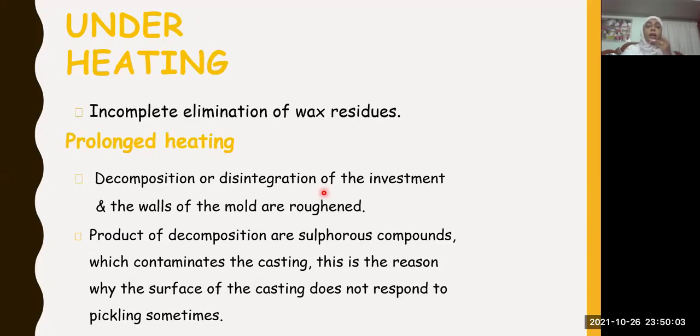And sometimes underheating can also be a cause for the casting defect. Why? Because when you underheat it, the wax residue is not eliminated completely. And prolonged heating will also be a cause for defect. Why? Because of the disintegration or decomposition of the investment, because of which numerous sulfurous compounds get released, and they just coat on the surface. The sulfurous compounds prevent the casting from responding to the pickling.